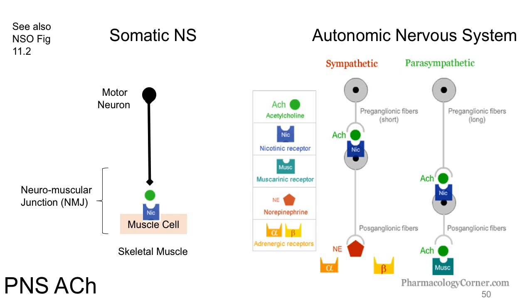The autonomic nervous system is involuntary. It can be further subdivided into the sympathetic and parasympathetic branches. The sympathetic branch is also thought of as the fight or flight system, while the parasympathetic branch is the rest and digest system. Acetylcholine is also important in the autonomic nervous system.